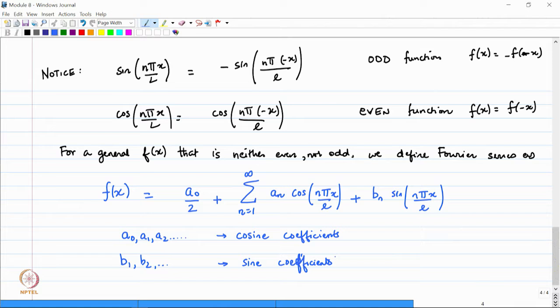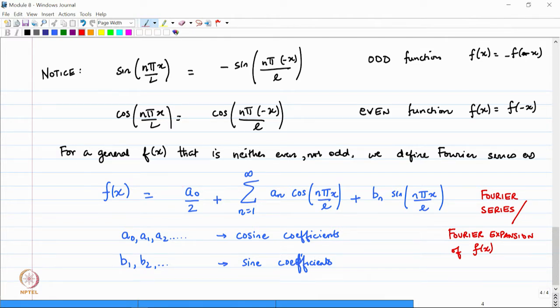So this is the definition of the Fourier expansion, or Fourier series, or you use the term Fourier expansion of f of x. So you are expanding the function in a Fourier series. You are writing this function as a linear combination of cosines and sines. There is a constant term.